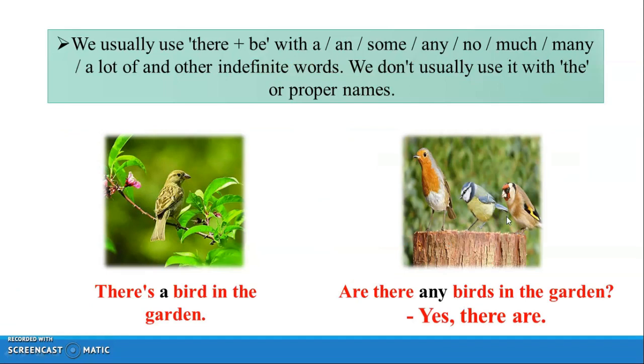We usually use there plus be with a, an, some, any, no, much, many, a lot of, and other indefinite words. We don't usually use it with the or proper names. For example, there is a bird in the garden. Are there any birds in the garden? Yes, there are.